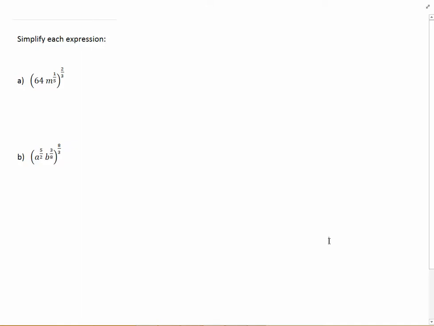Here we're asked to simplify a couple of expressions. And in each of these expressions, we have a product. Here I have 64m to the 1/5, and I'm raising that to a power. And hopefully remember a property from exponents that says if we have a product, a times b, and if we raise that to the nth power, that's equivalent to writing a to the nth power times b to the nth power.